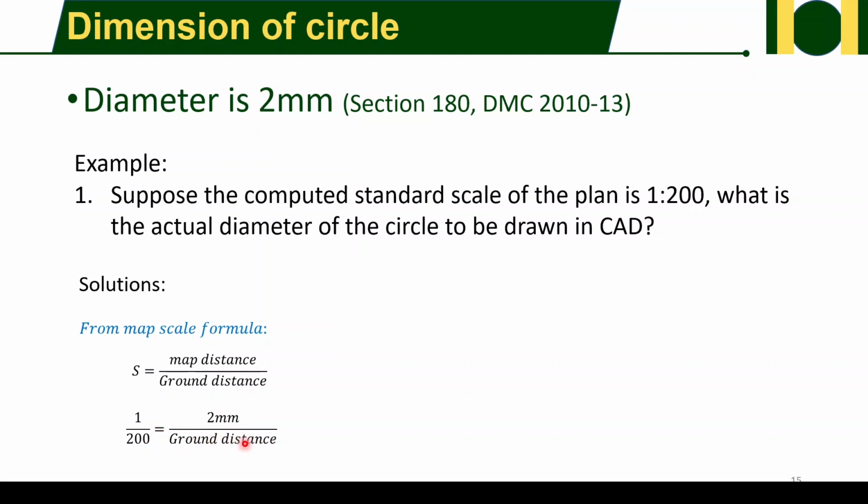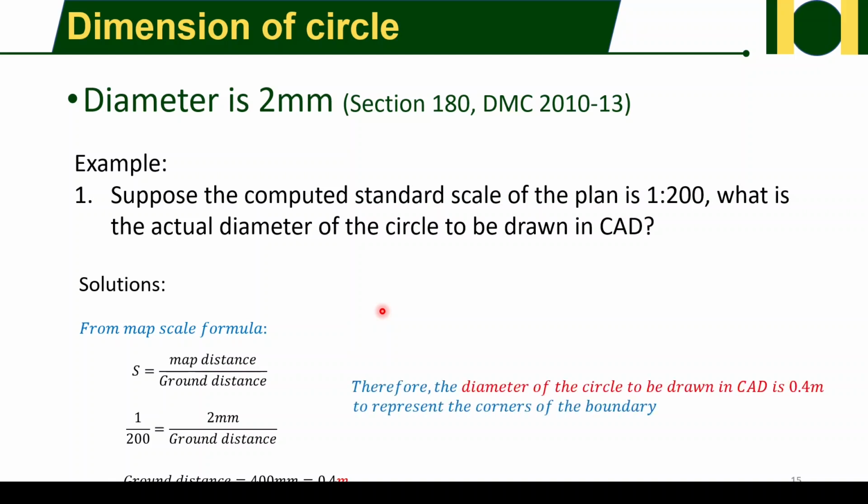So the ground distance is what you should draw in AutoCAD. Manipulating the formula, you will get 400 millimeters, or that is 0.4 meters. So in other words, you have to set the diameter to 0.4 meters so that when you plot the drawing at 1:200 scale, that circle will appear as 2 millimeters.